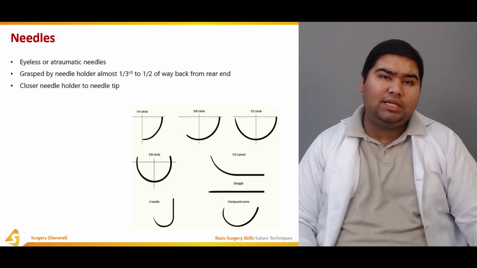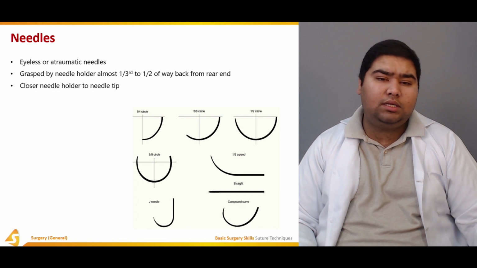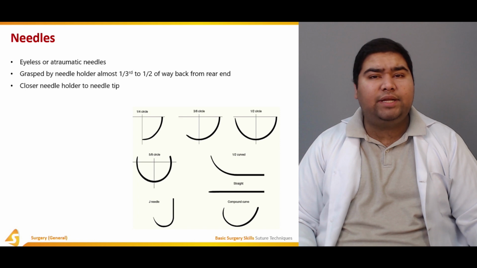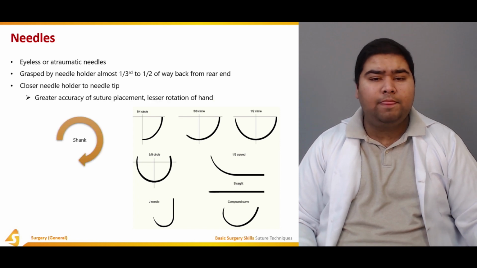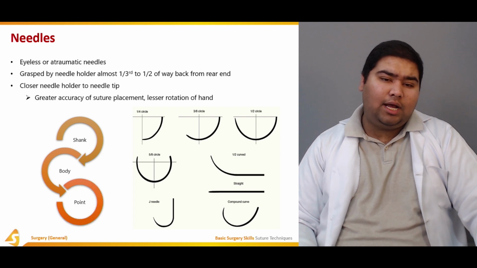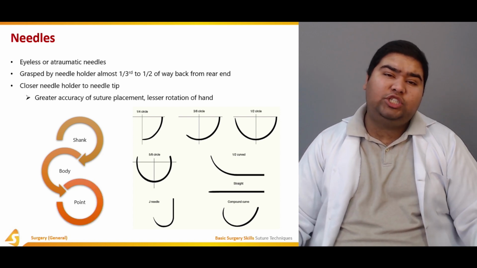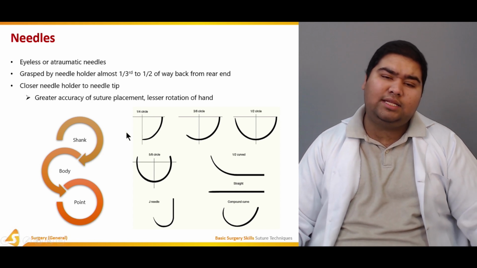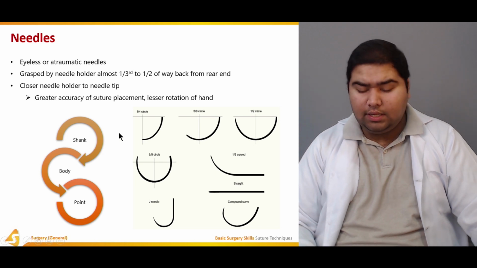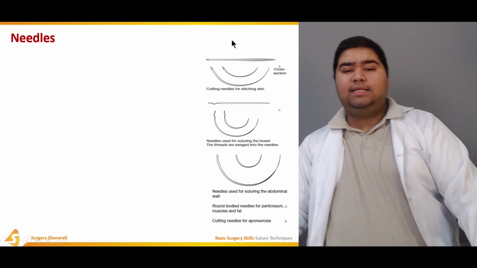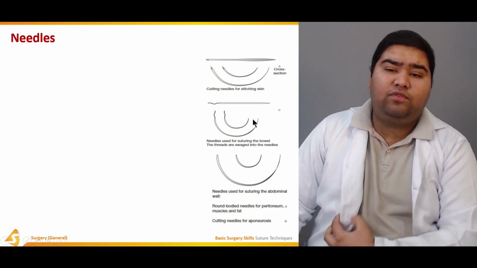Now, the closer the needle holder is to the needle tip, the better the control of the needle. Now, the needle has three parts. It has a shank, a body, and a point. So, shank is where the thread is attached. Then there's the body of the needle, and finally the point, the pointed end of the needle. So again, these are some of the needles and the uses for these needles.